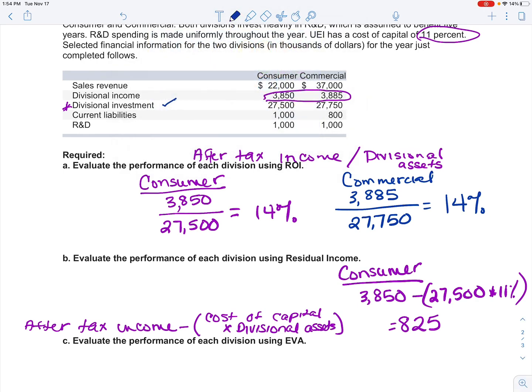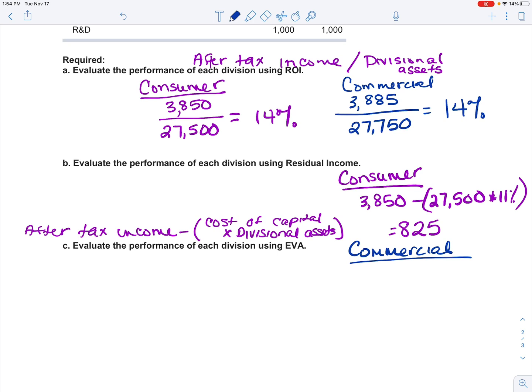Now let's look at the commercial area. Again, I'm doing the same equation, taking that income and subtracting out 27,750 times that 11%. And here I'm going to get 832.50. So my commercial division is actually performing better than the consumer.